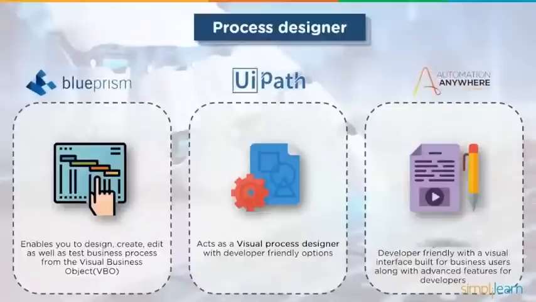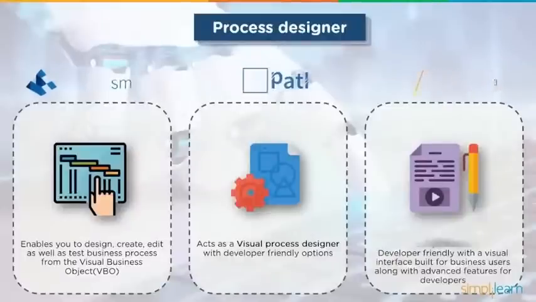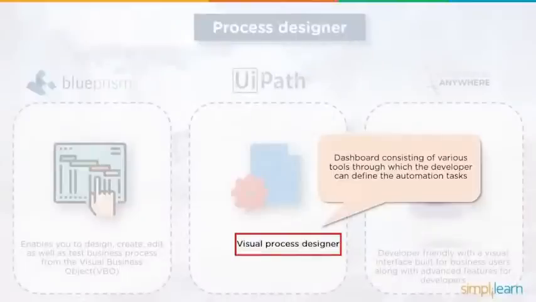UiPath, on the other hand, acts as a visual process designer with developer-friendly options. Now, a visual process designer is a dashboard consisting of various tools through which the developer can define the automation tasks.